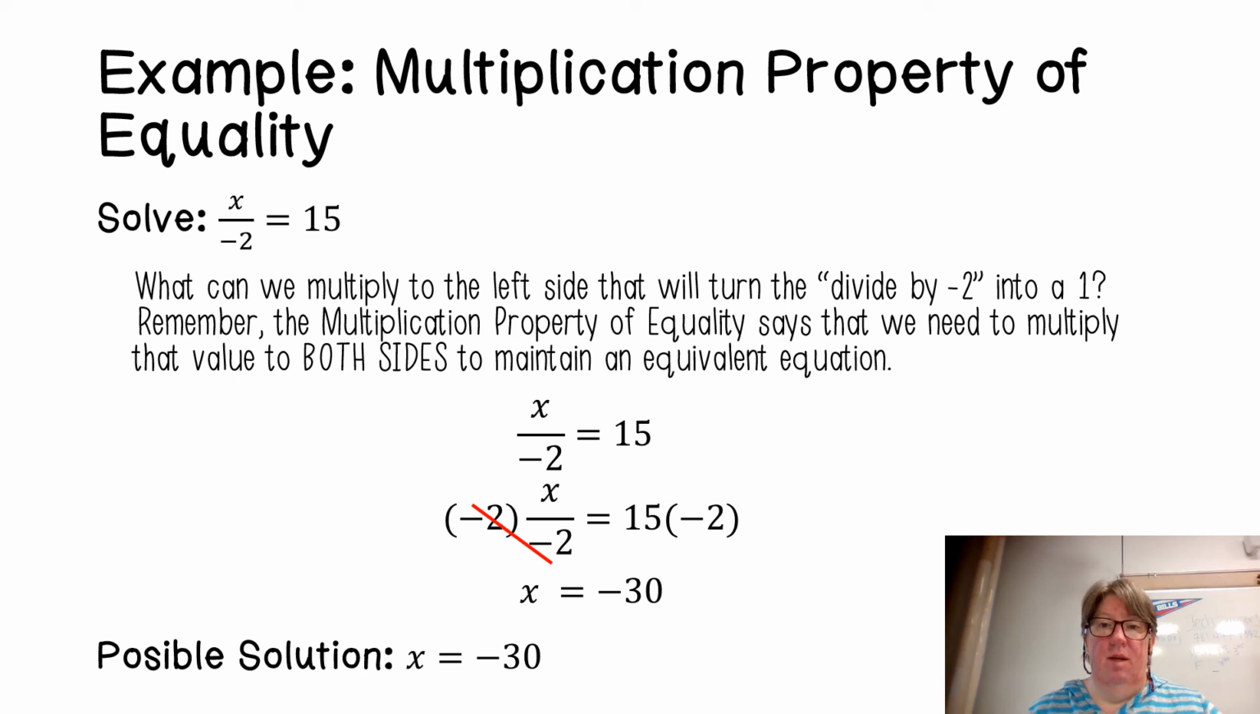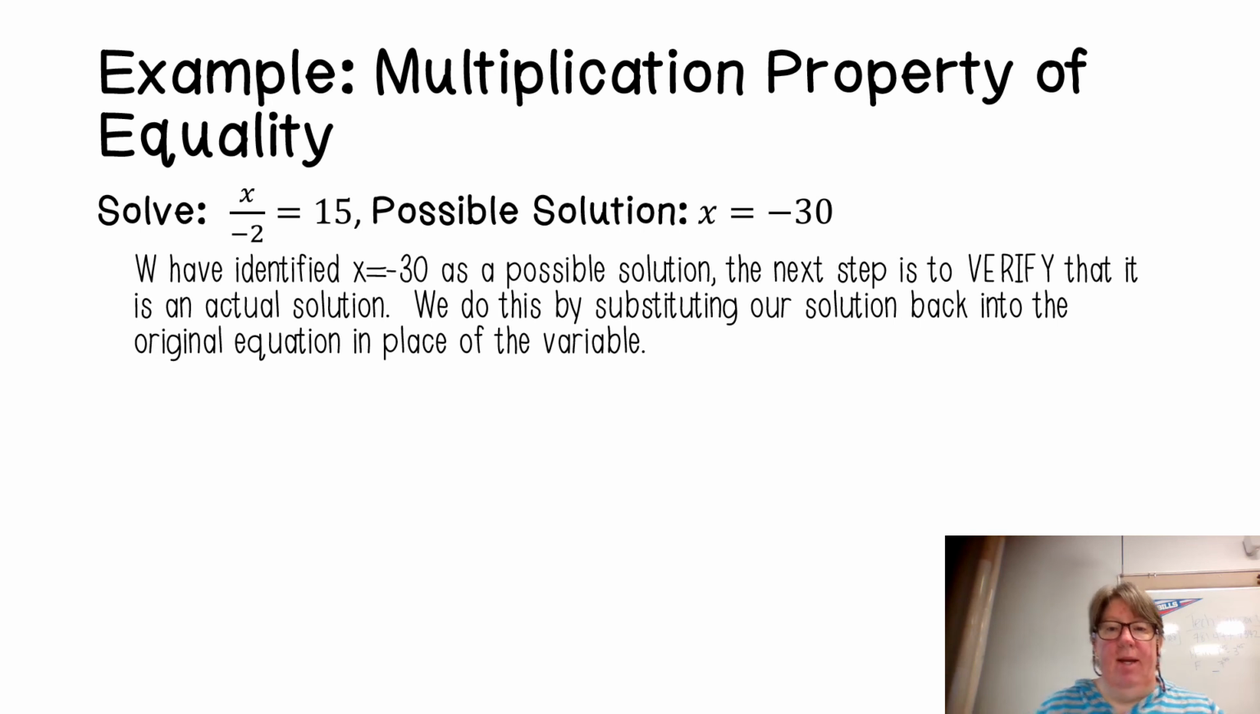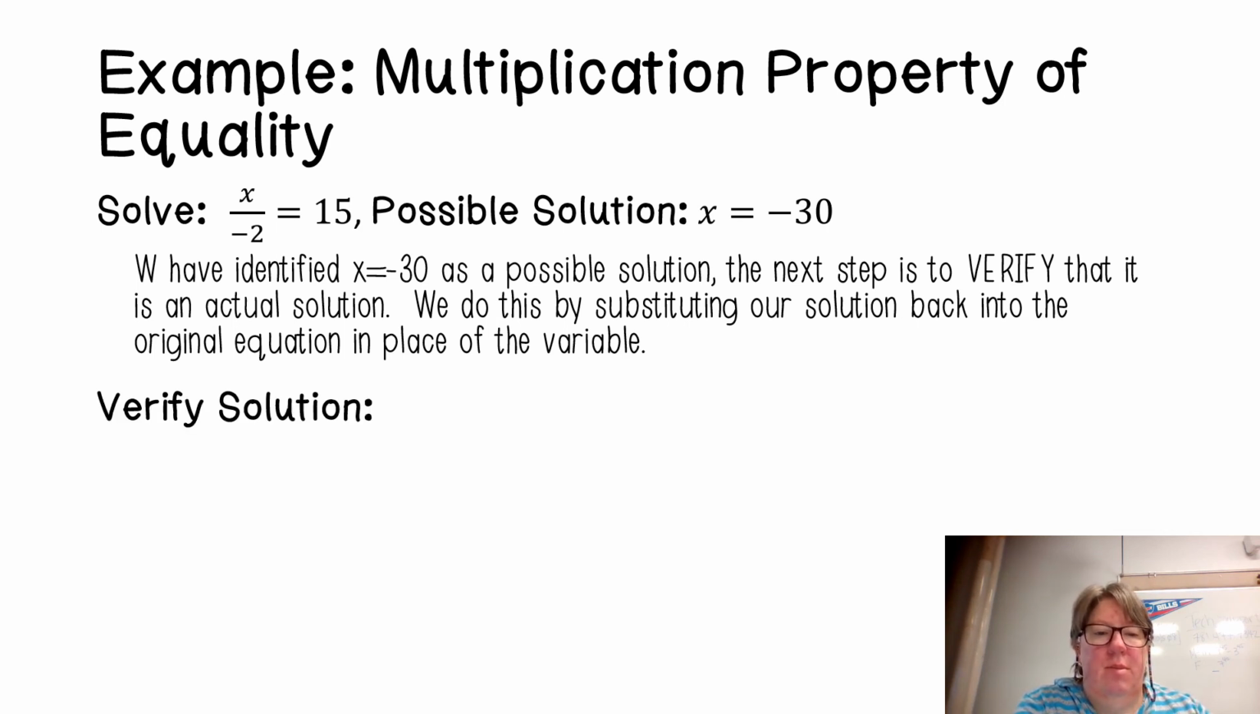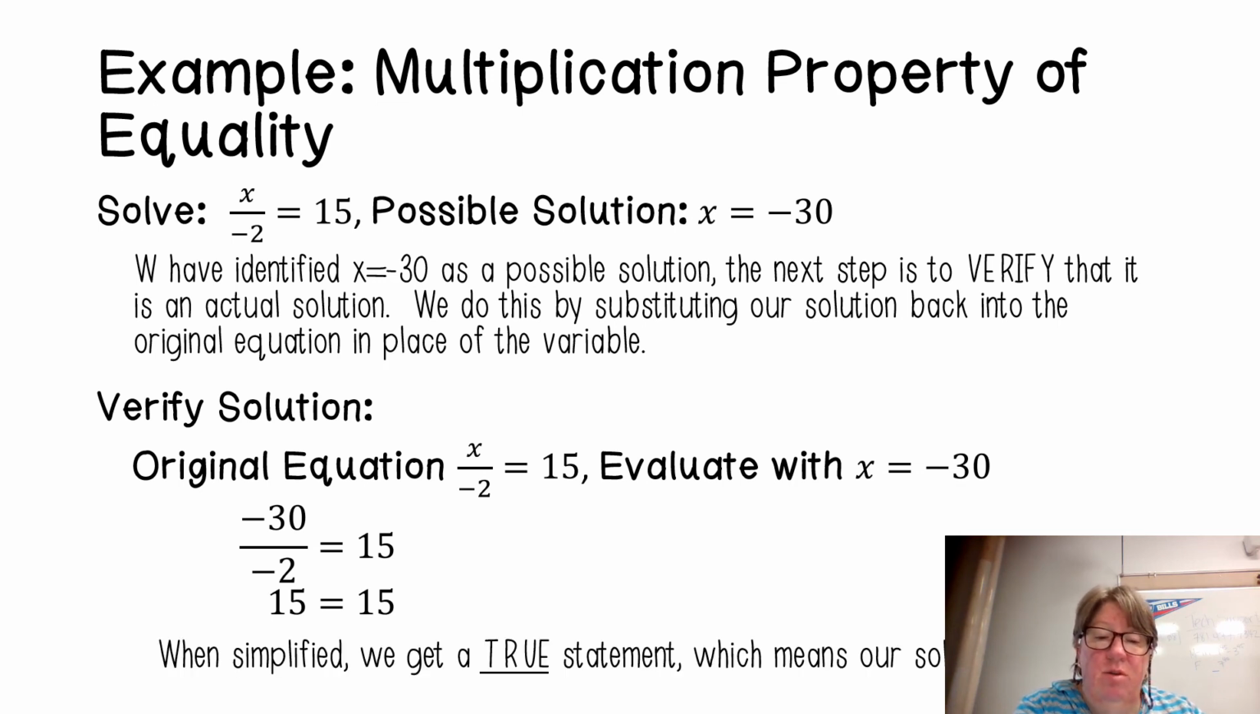X is negative 30. Next, we need to verify it. We're going to do that by substituting it back into the original equation and seeing if we get a true statement. So here we go. Original equation: x divided by negative 2 is equal to 15. We're going to evaluate with x equal to negative 30. So we have negative 30 divided by negative 2 is 15, which when we simplify, we get 15 equals 15, which is true, which means that negative 30 is a solution.